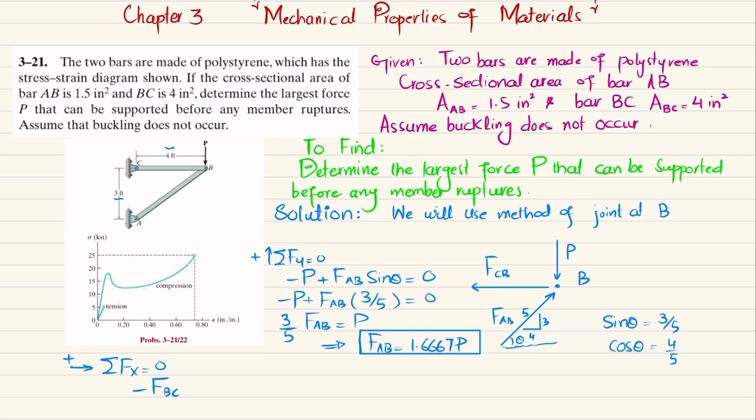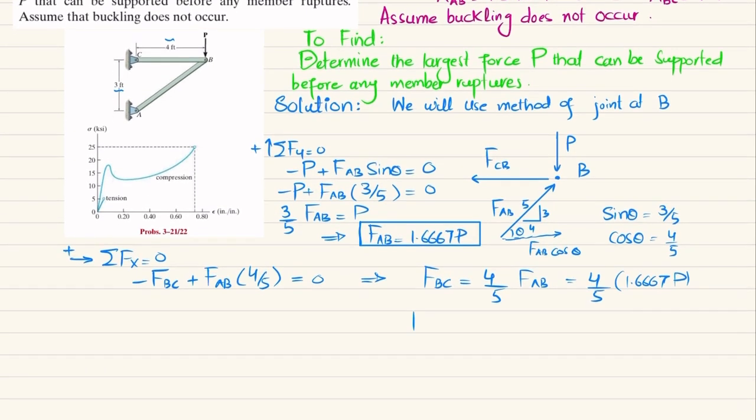The horizontal component of this will be like this, and it will be equal to FAB cos theta. So let me write minus FBC plus FAB cos theta, which is 4 by 5, equal to 0. From here you will get FBC equal to 4 over 5 times FAB. Now you know that FAB is 1.6667 times P, so you can put in the value, and at the end you will get FBC equal to 1.333 times P. Now you have both FAB and FBC.